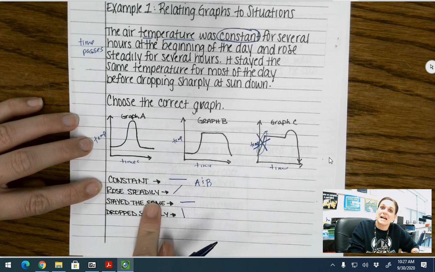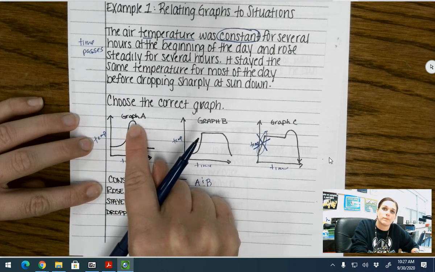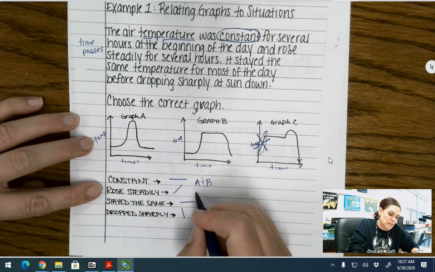So now from that constant, we have to raise steadily for several hours. So A, we're raising steadily. For B, we're raising steadily. So those ones are about the same, still A and B.